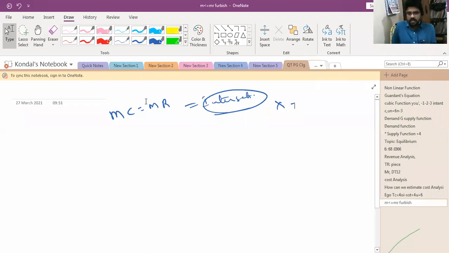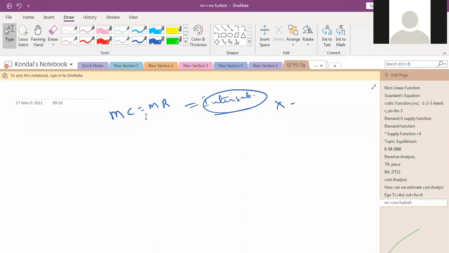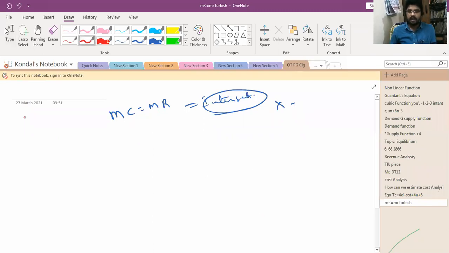See, in microeconomics, generally the MR curve and MC curve intersect. When the MR curve and MC curve intersect, we need to find out at what price the MC and MR curves are equal. Mathematically we can come to know this. For example, this kind of question may be asked in the UGC NET.